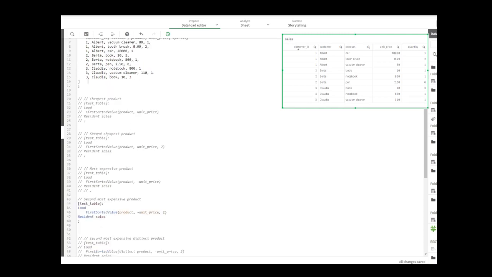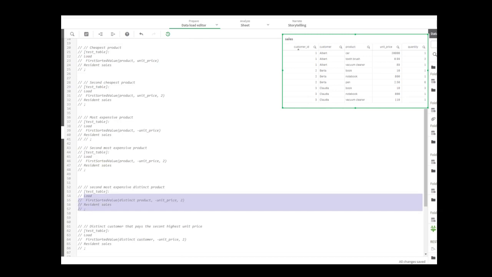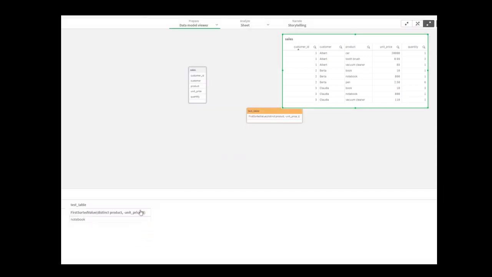To overcome this, we need to set a distinct keyword in front of the product so that the function looks for all the distinct products and gets the second highest price of all the distinct products. So now it returned notebook.